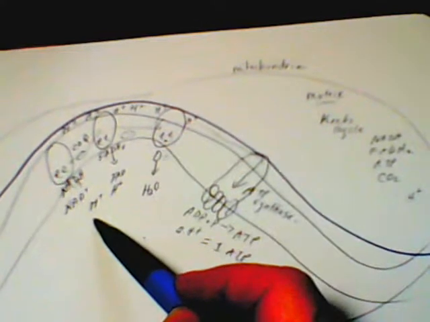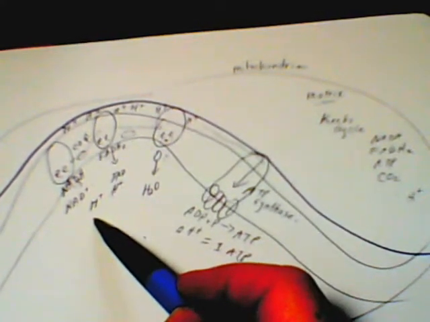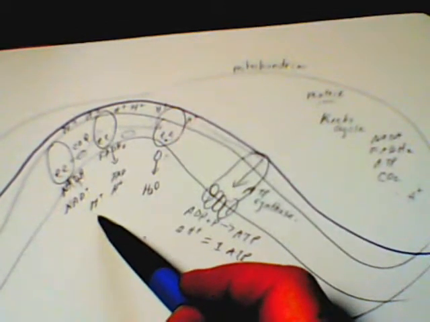You remember in glycolysis, what we had was, I'm sorry if you all can hear things over in the background. Pooty's knocking stuff off the table.